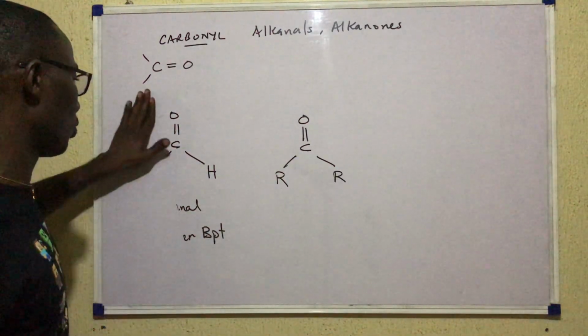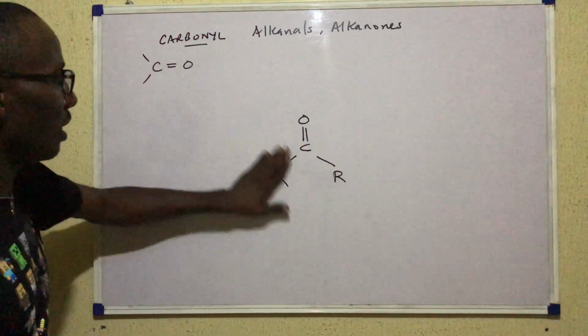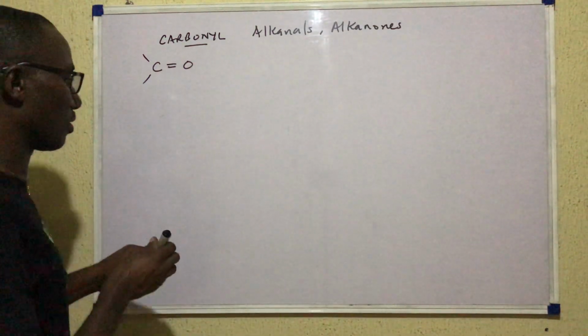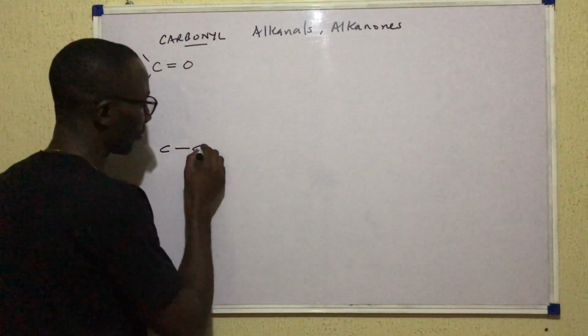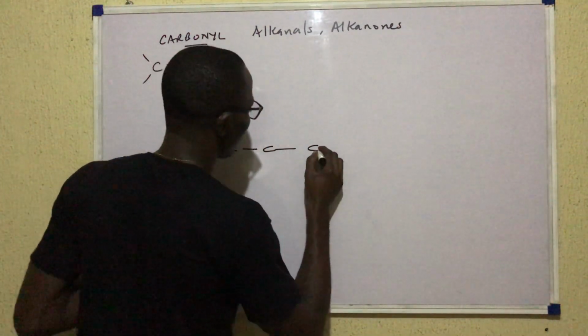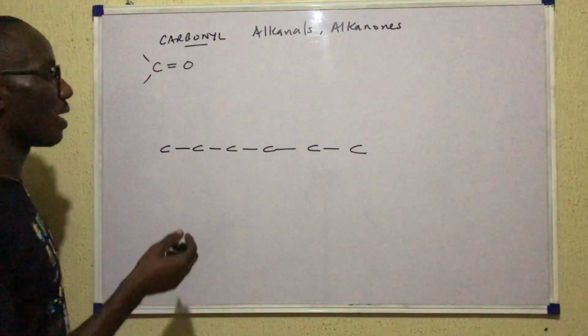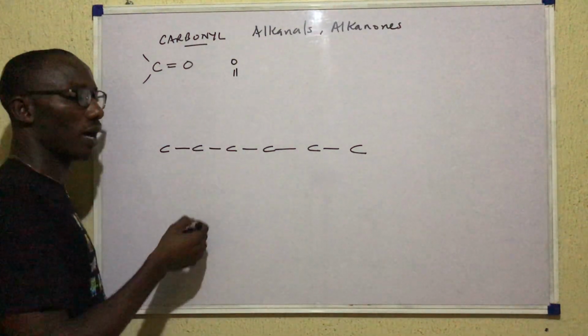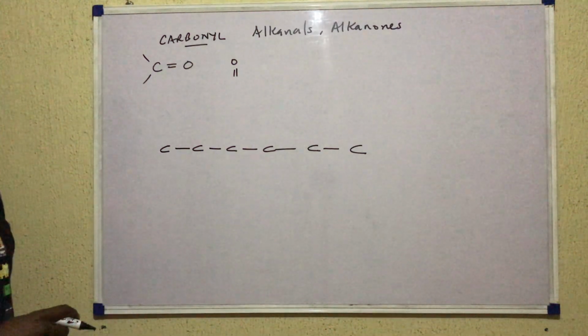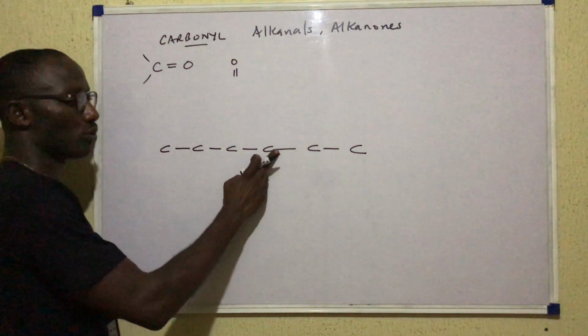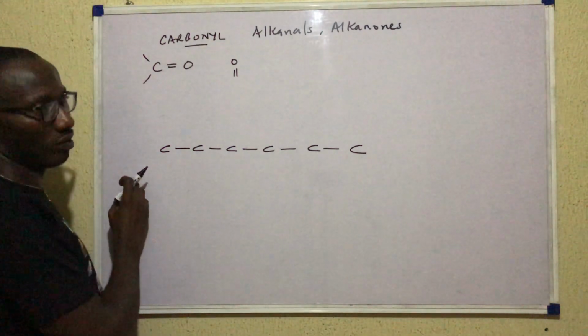Then let's try to look at this in another way. Let's say we have a carbon chain like this. Look at this carbon chain. That chain contains 6 carbons. Now, if we were given double bond O and asked to place it on one of these carbons, then we'd have 6 options. You can place it on any of the 6 of them.